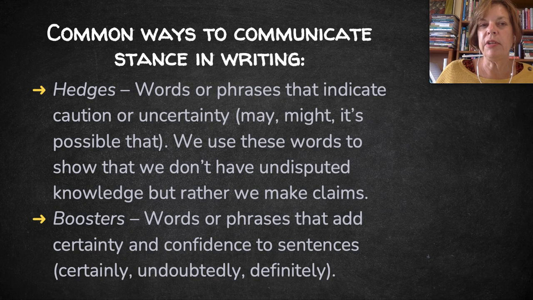So there are a couple of common ways that we use to communicate stance in writing. One is hedges. So hedges are words or phrases that indicate caution or uncertainty. This is where we say it might, it may, it's possible that. So we tone down our words. And we use these words to show that we don't have undisputed knowledge and rather that we're making claims.